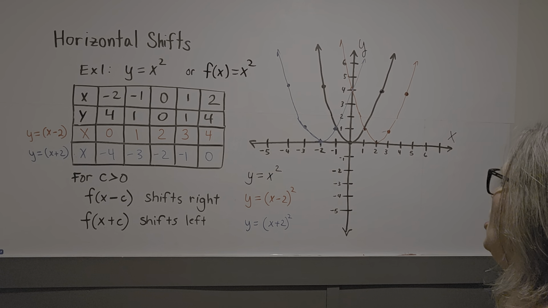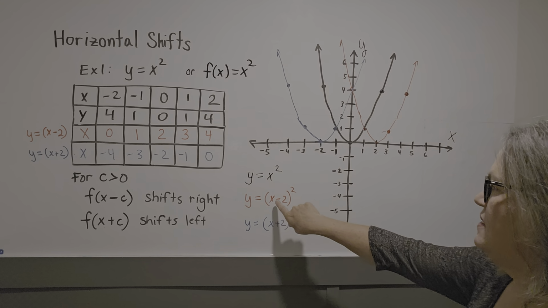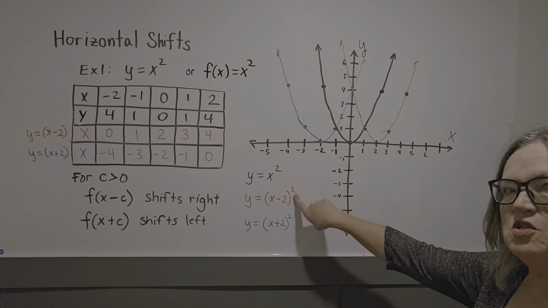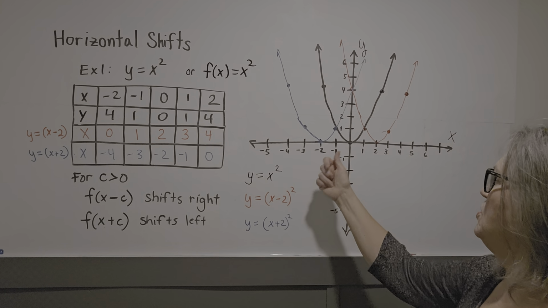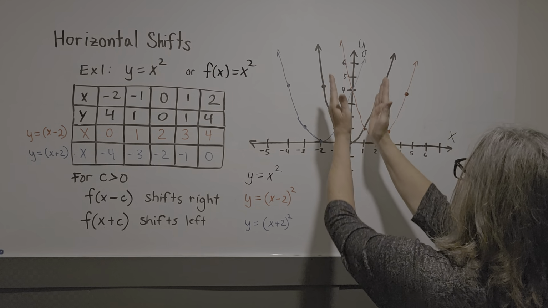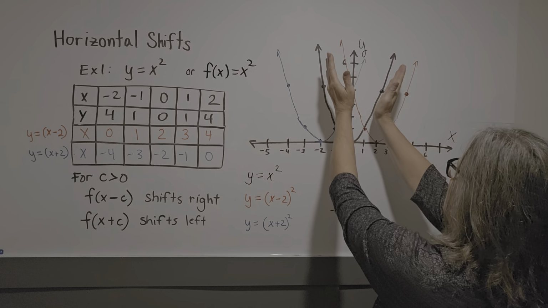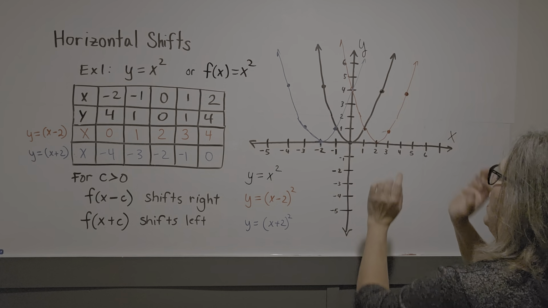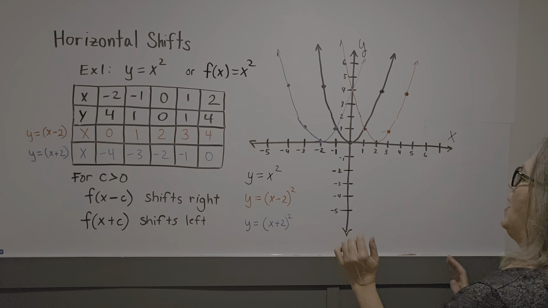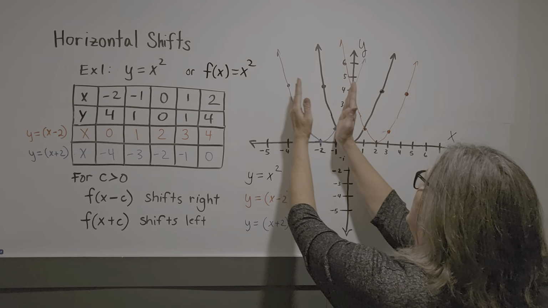So if we subtract 2 inside the function, notice we're inside the square there. If we're subtracting 2, it's going to take our shape, in this case a parabola, and it's just going to move everything to the right by 2 units. And the shape is going to stay the same. You're just sliding it to the right because you're subtracting 2. And when you add 2 on the inside, you're going to shift to the left.